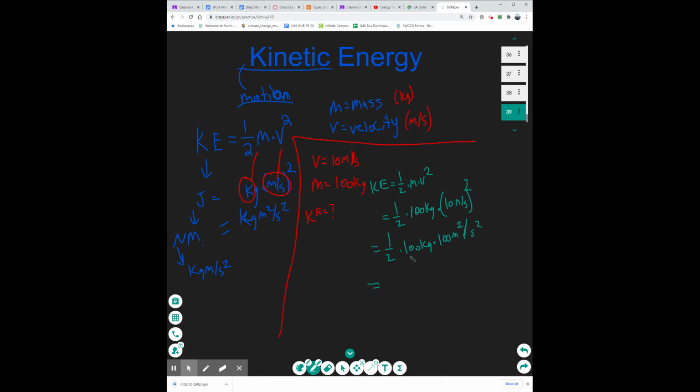Okay. So what's 100 times 100? It's 10,000, right? Divided by 2 is 5,000. So 5,000 kilogram meter squared per second squared, which is joules. And then bada boom, bada bing, we found how much kinetic energy we have. Easy peasy, right? Okay, let's go to the next page and try it again.